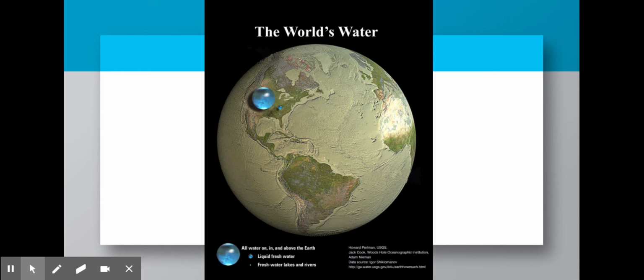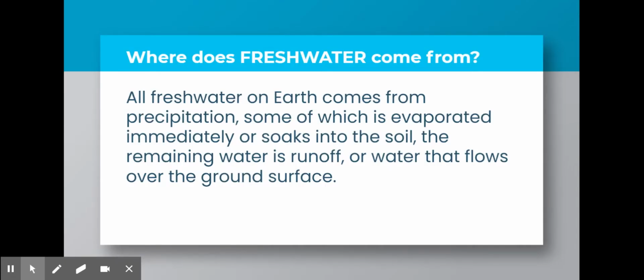So if you remember from our properties of water notes, only 3% of all the water on Earth is liquid fresh water. And of that 3%, only 0.3% is in our lakes and rivers. Fresh water on Earth comes from our water cycle, right? So we talked about precipitation and we talked about runoff, and those are our two sources of fresh water here on Earth.